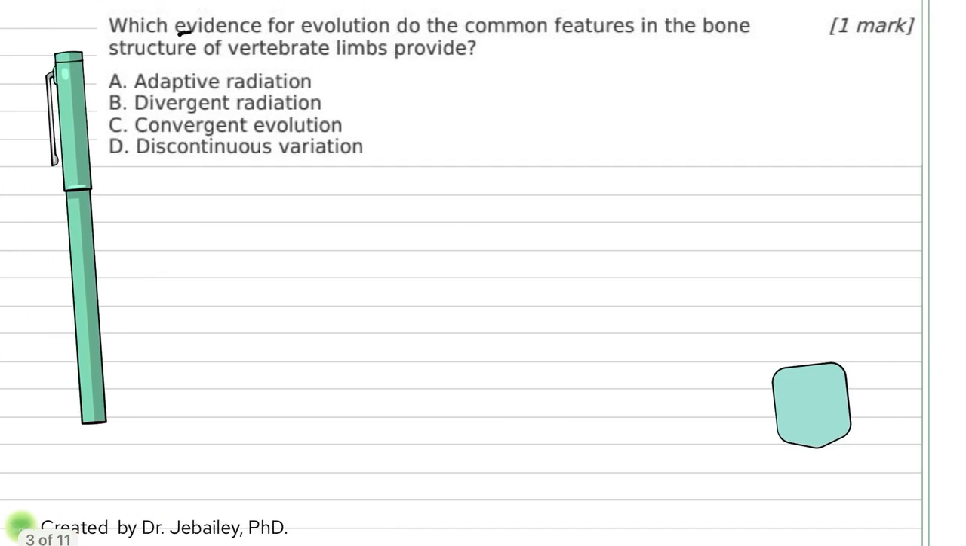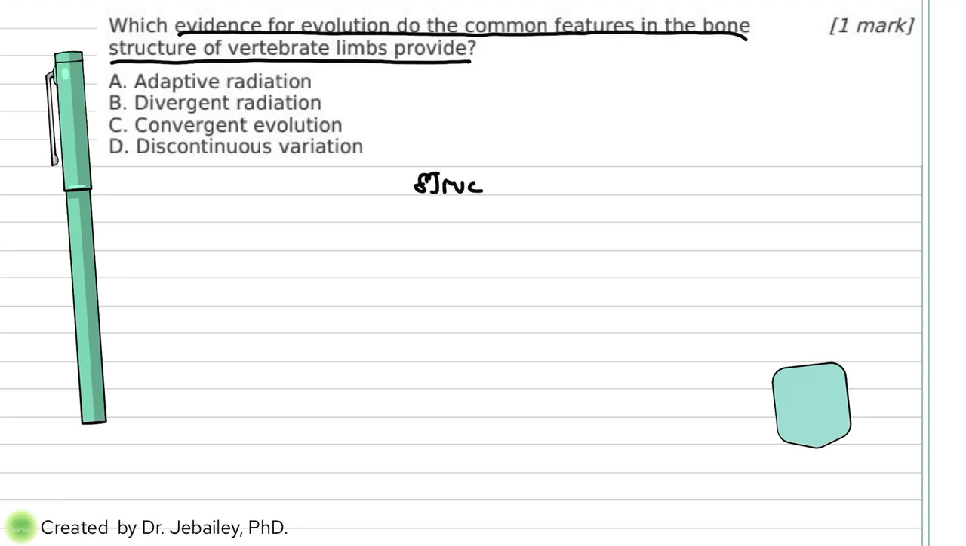Next, which evidence for evolution does the common feature in the bone structure of the vertebrate limbs provide? So in this case, we are talking about where they have the structure that is the same, right? Because it says common feature. Common feature here means trait. And we talk about the bone structure. So most likely we're talking about homologous.